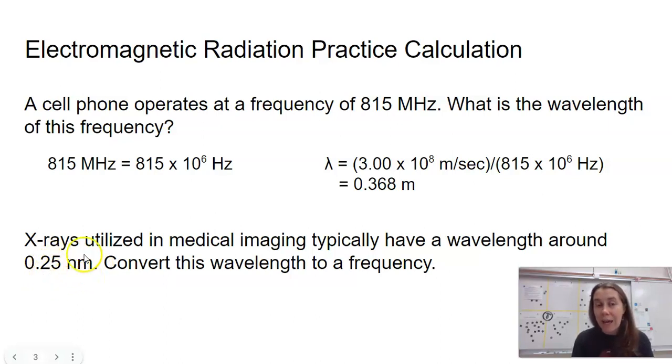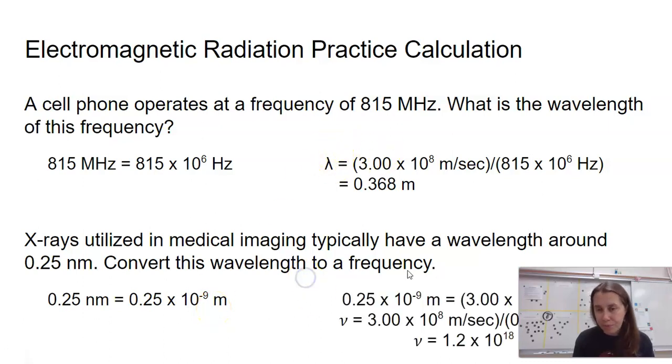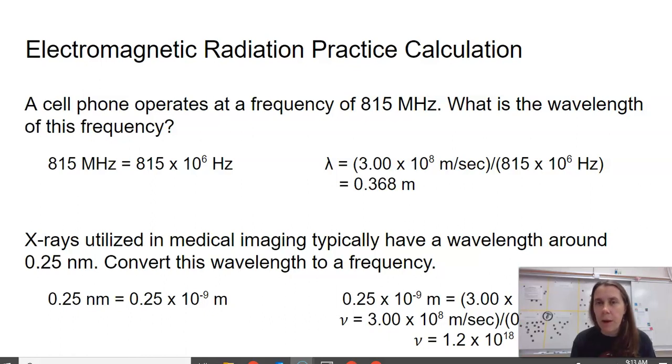Okay, so a nanometer, that's another one of those prefixes, is a very small distance measurement. So 1 nanometer is 10 to the minus 9th meters. So 0.25 nanometers is going to be 0.25 times 10 to the minus 9th. Okay, and then we're going to rearrange our equation. Oh, let me move myself out of the way.